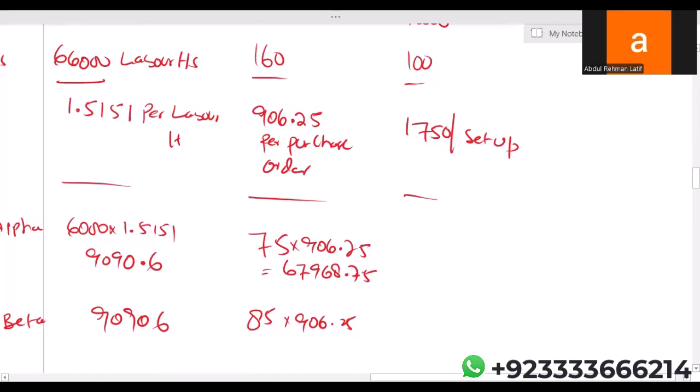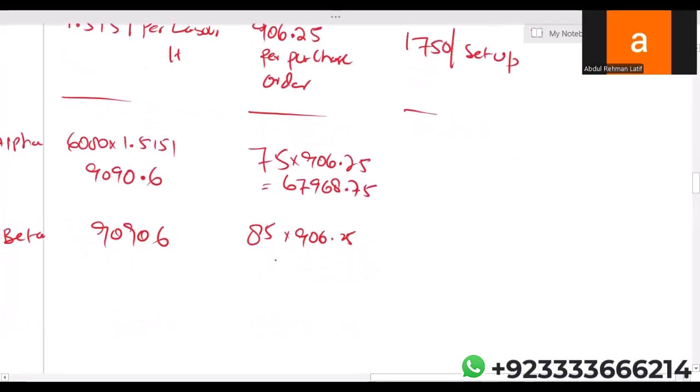85 multiplied by 906.25. I'm getting 77,031.25.